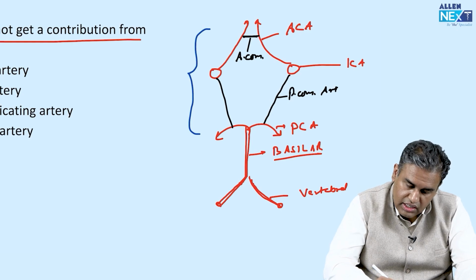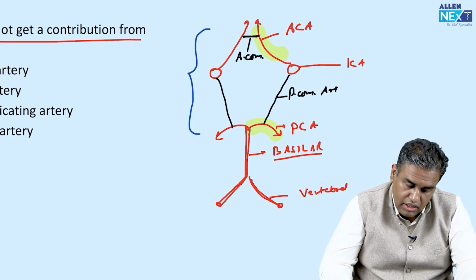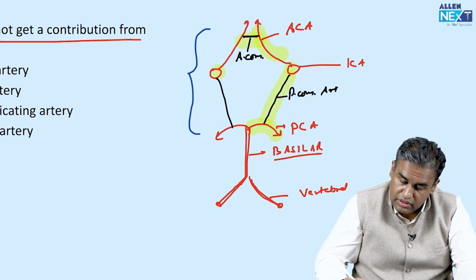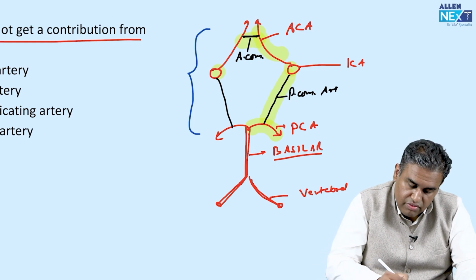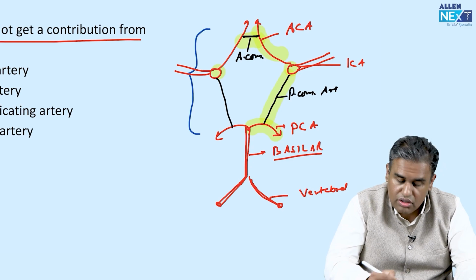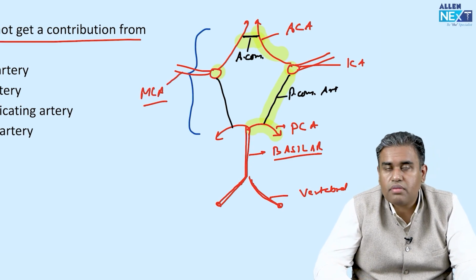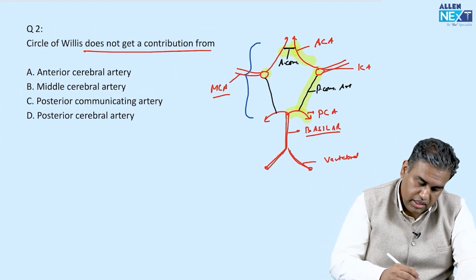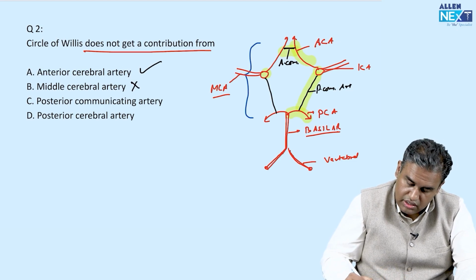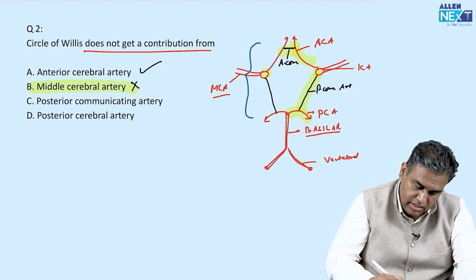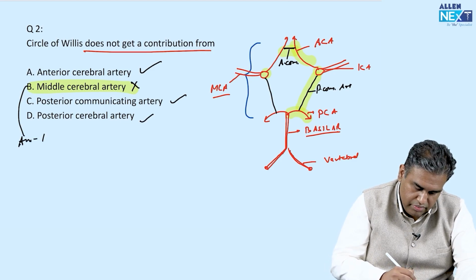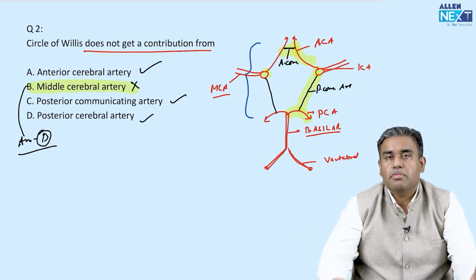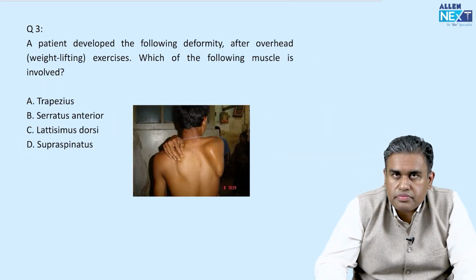So the circle of Willis includes the anterior cerebral, posterior cerebral, the anterior communicating, posterior communicating, and a part of the ICA if you want to include it. But then there's one more artery which is many times confused: from the ICA, the main continuation that goes laterally is the middle cerebral artery. It is not a part of the circle of Willis. So if you now look at the options, anterior cerebral artery is contributing, yes. Middle cerebral artery, it is not contributing, it could be our answer. Posterior communicating artery, it is contributing. Answer is option number B. Got the point? Because it goes directly laterally from the ICA through the lateral sulcus and supplies the lateral surface of the brain. It is not a part of the circle of Willis.